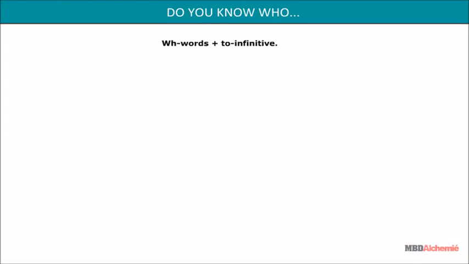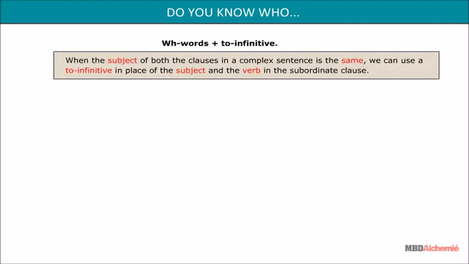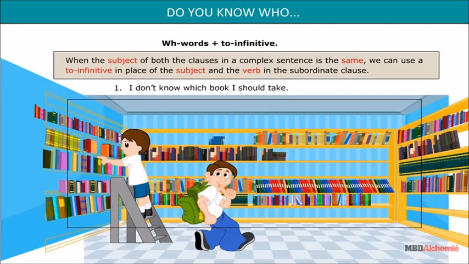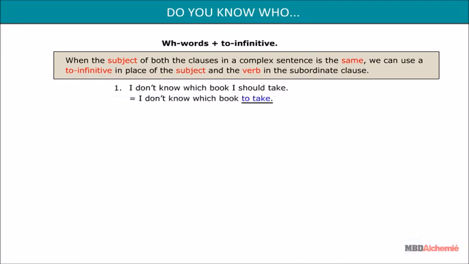WH words plus to infinitive. When the subject of both the clauses in a complex sentence is the same, we can use a to infinitive in place of the subject and the verb in the subordinate clause. For example, 1. I don't know which book I should take. We can write this sentence in this way also. I don't know which book to take.